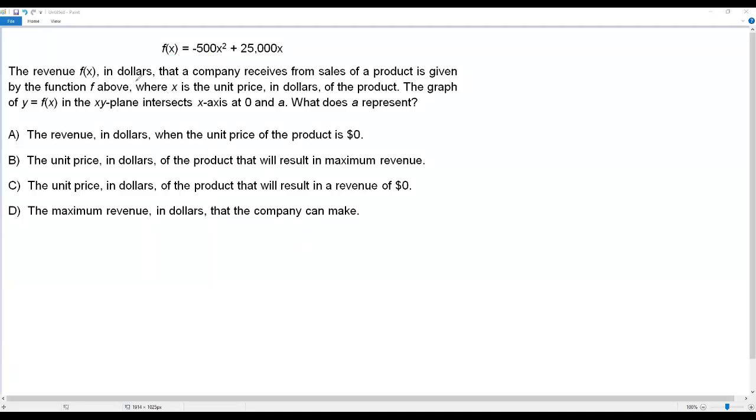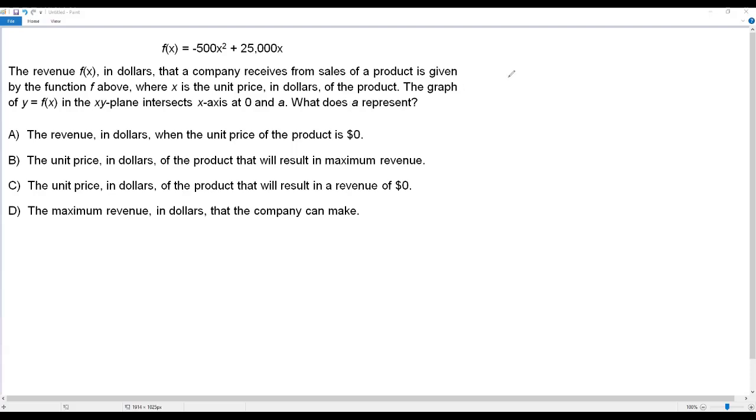The revenue f(x) in dollars that a company receives from sales of a product is given by the function above, where x is the unit price in dollars of the product. The graph of y = f(x) in the xy-plane intersects the x-axis at 0 and a. So what does a represent?